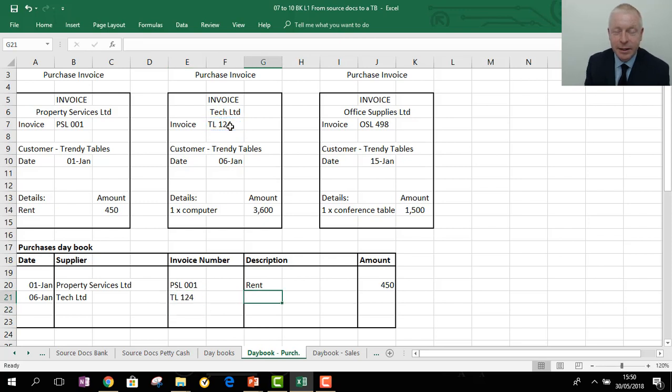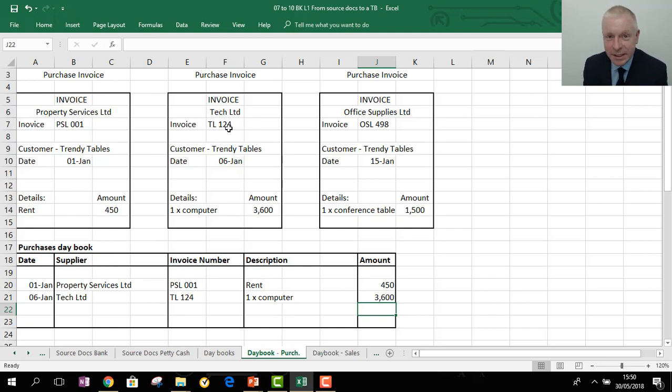Last couple of things I need to do is identify what this purchase invoice was for. I look at the description on the invoice and it says one computer. So I just click on equals and hit enter, and in that goes. Last thing I need is the monetary value of the invoice, which is 3,600. And there we have it. So now I have entered this invoice here from Property Service Limited and Tech Limited.